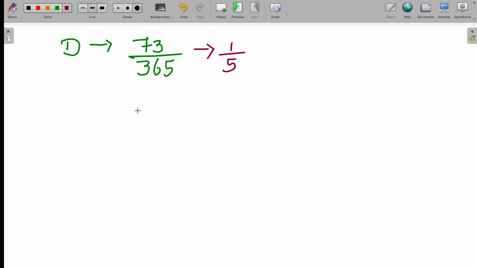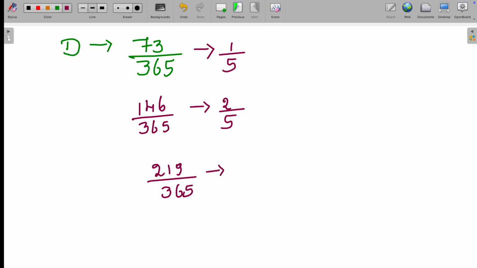Remember that. Sometimes you will get 146 also. If you get 146 divided by 365, it is a multiple of 73, so directly I can write 2 by 5. Sometimes you will frequently get 219. 219 divided by 365 is 3 by 5. Write down these numbers. Sometimes you will get these. If you remember that, whenever you get 73, directly you can write 1 by 5 instead of doing calculations. Remember this: 73, 146 and 219. Clear everyone?